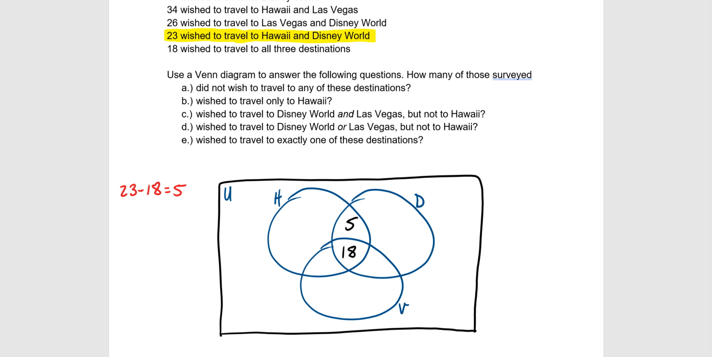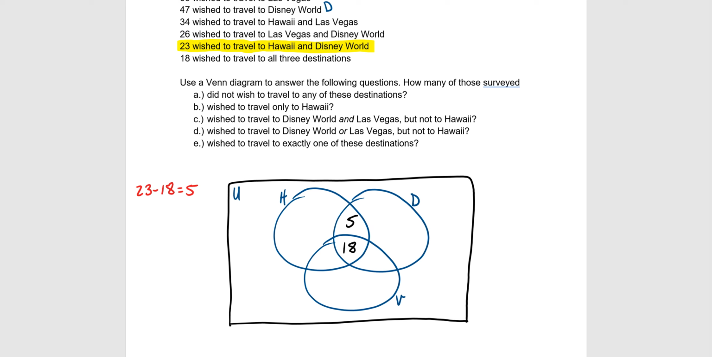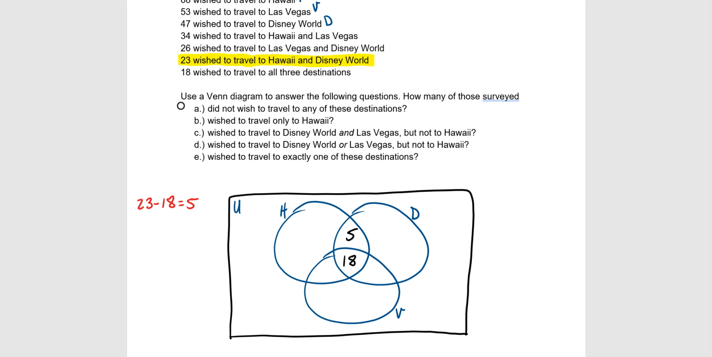Okay, next one, zoom out a little bit. Next one, we have 26 wished to travel to Las Vegas and Disney. So Las Vegas and Disney is right here. So 26 needs to be in there. We already have 18. So 26 minus 18 gives us an 8. So that means 8 people wanted to travel to Disney and Vegas, but not Hawaii.